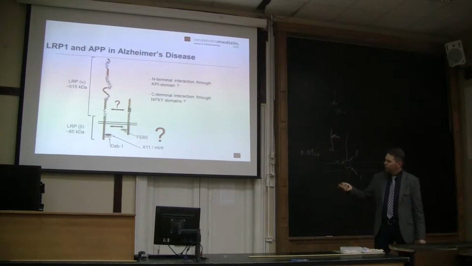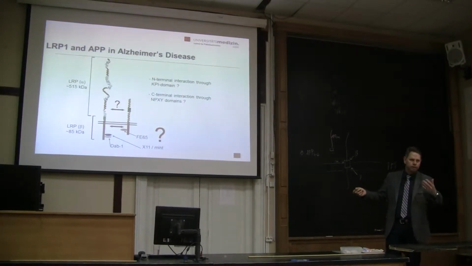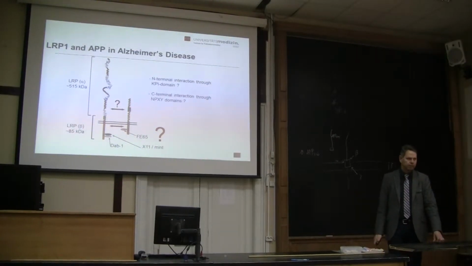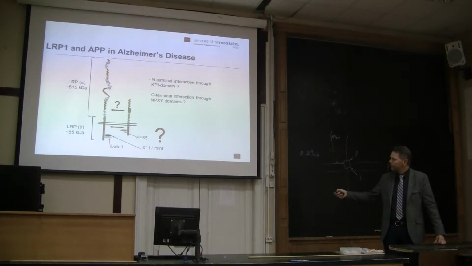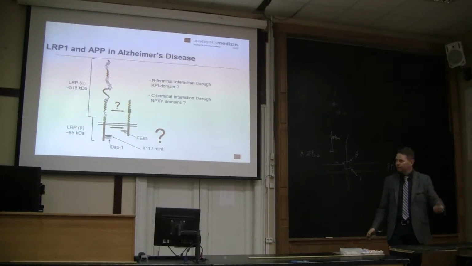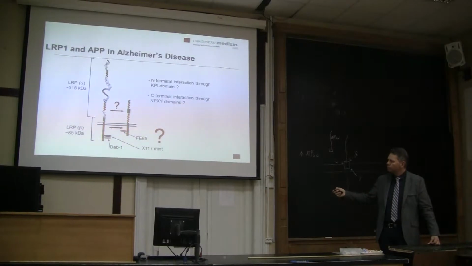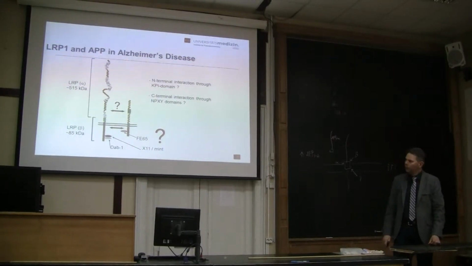So then we thought, okay, maybe through the C-terminus we have some kind of interaction, either directly or through different adapter proteins. So more proteins come into the game. There are different adapter proteins like DAP1, X11, or Fe65 that were possible, because all of them had been shown by then to bind either to LRP or to APP. Some of them were shown to bind both.